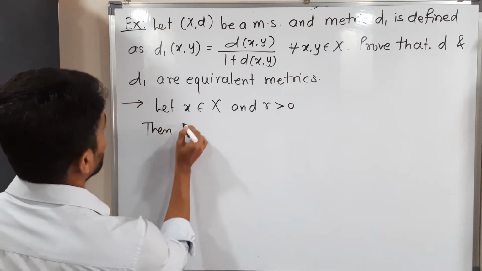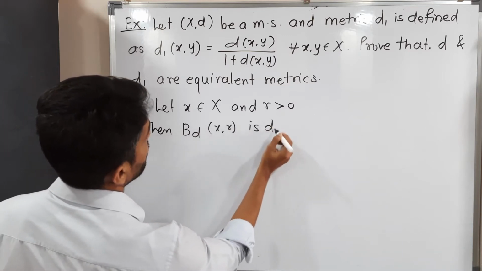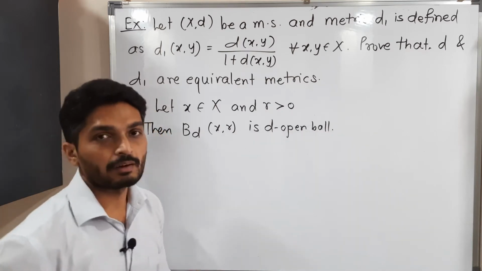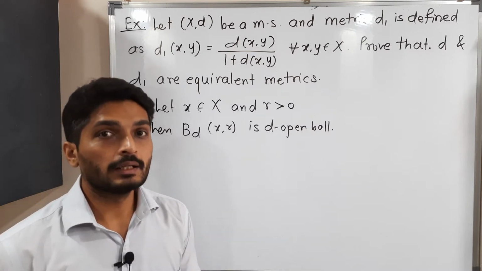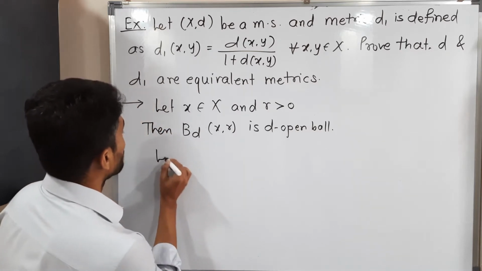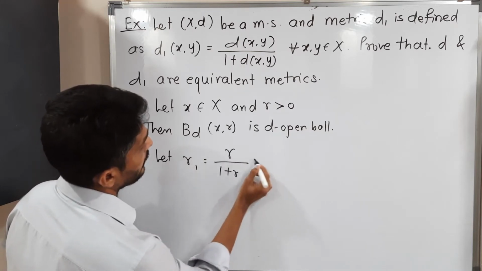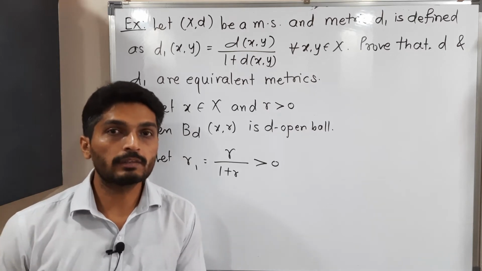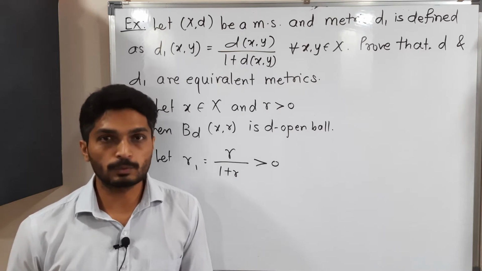Then B_d(x, r) is the d open ball. We have taken one point and a radius, so we got the d open ball. We have to prove that this d open ball contains a d1 open ball. For that purpose, I am selecting one radius, r1 = r / (1 + r). In this way I have defined it. r is positive, so if you add 1 and take the ratio, we will definitely have a positive real number. So r1 is also a positive real number.